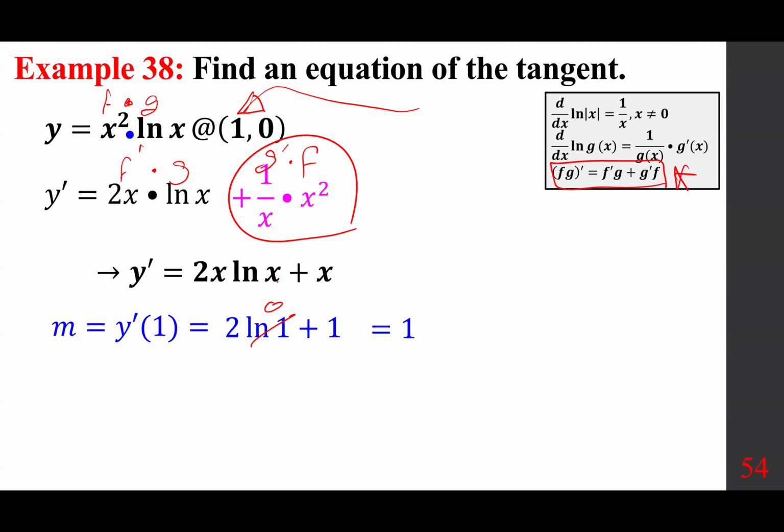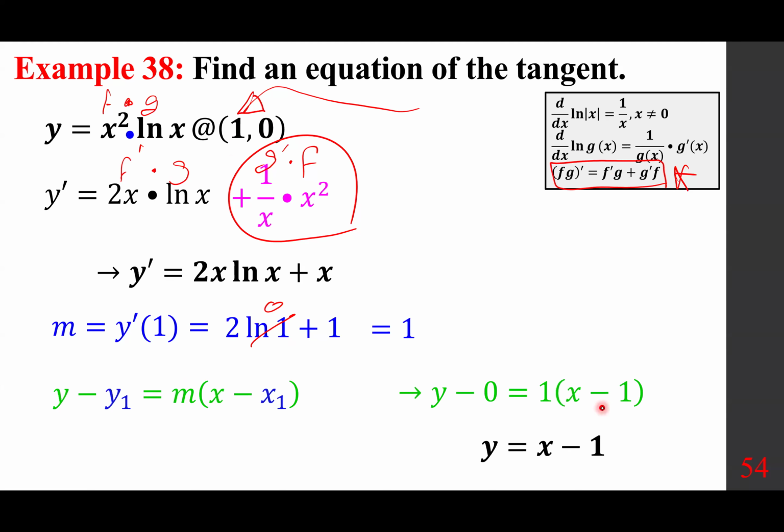Now, y minus y1 equals m times x minus x1. Bear in mind, it's important to notice this is not the y-intercept. The y-intercept would be like (0, 1). So y minus 0 equals m, which is 1, times x minus 1. And so y equals x minus 1 is the equation of the tangent line in this case.